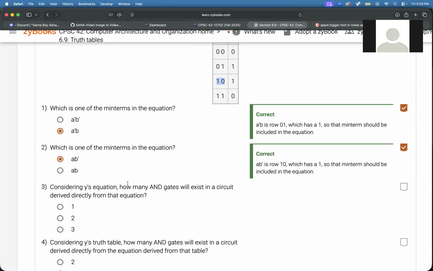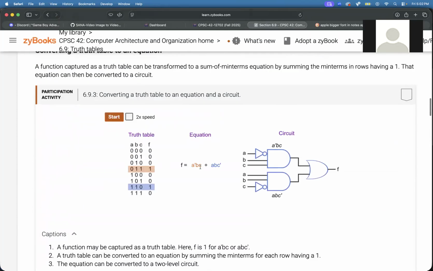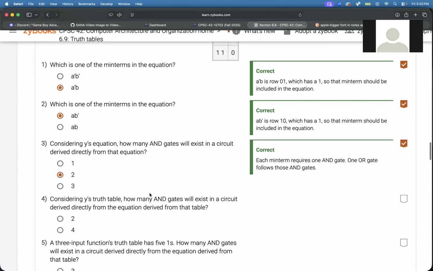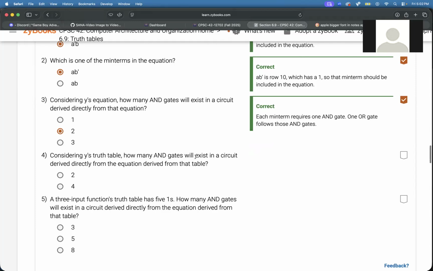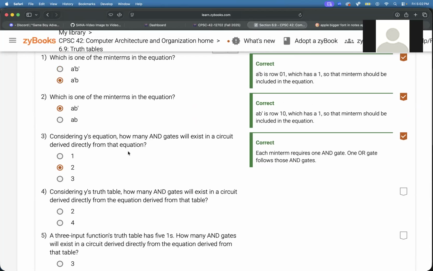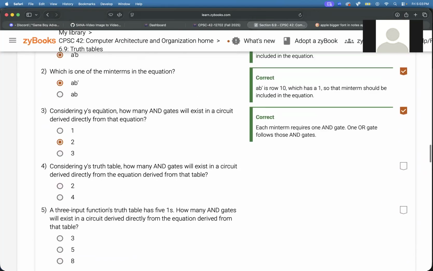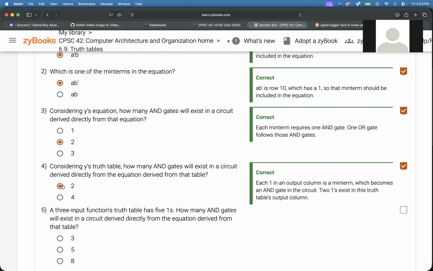Considering Y's equation, how many AND gates will exist? Well, with two ones, there's going to be two terms, right? These two terms. Two terms means two AND gates. How many AND gates will, wait, wasn't it the same thing? Oh, this is considering Y's equation, and this says considering Y's truth table. I mean, they're the same, right?